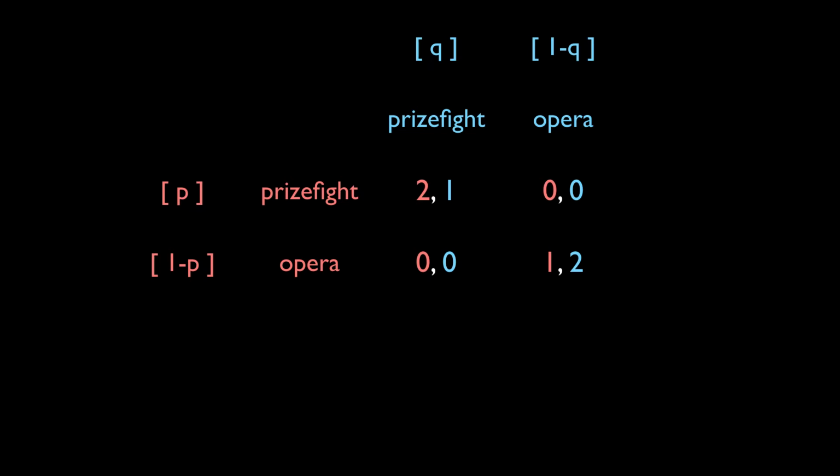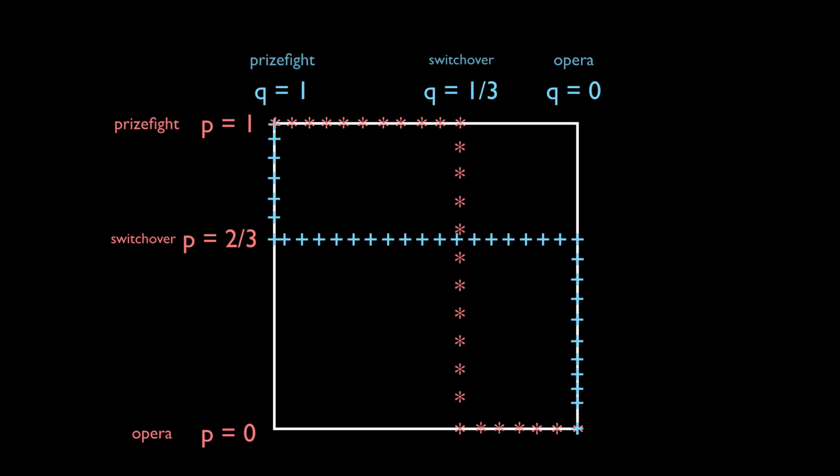Okay, so let's do this now. P equals 2/3. Now, if P equals 1, what's 2's best response? Which is better, prize fight or opera? Prize fight is 1, and this is 0, right? If P equals 1, prize fight is the best response. So what does that correspond to here? It corresponds to this.